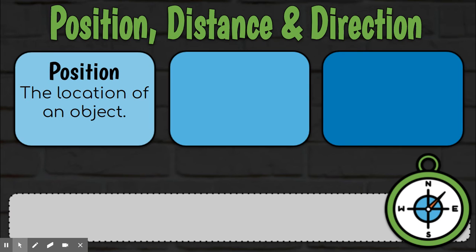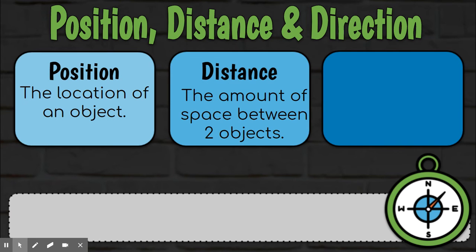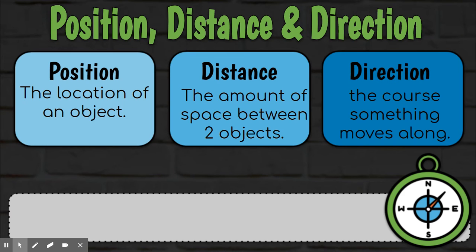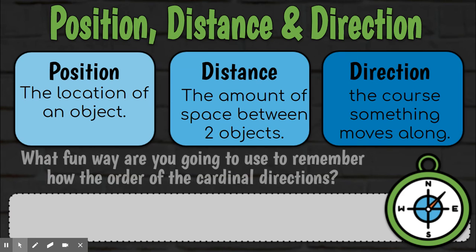And that would just be an object's location, or the location of an object. Distance is the amount of space between two objects. So you have that as a vocabulary word too, and the definition is very similar to this one. And then you have direction, the course something moves along. That is not one of your vocabs, so I'm just going to skip over that.